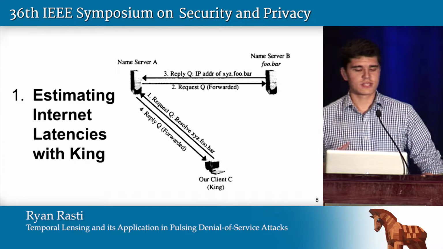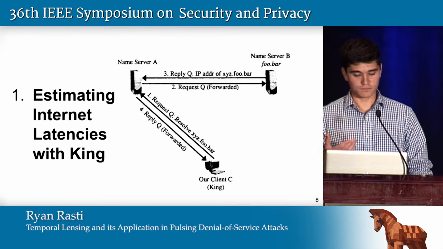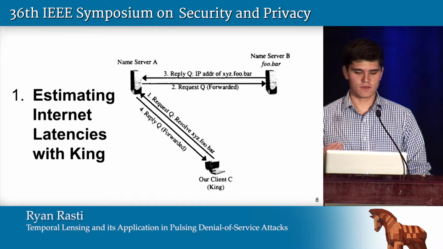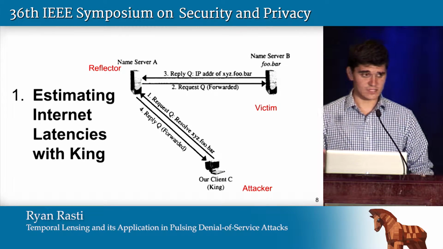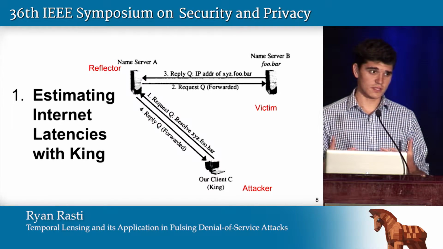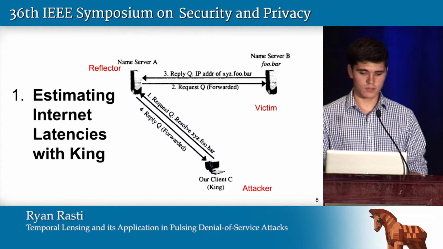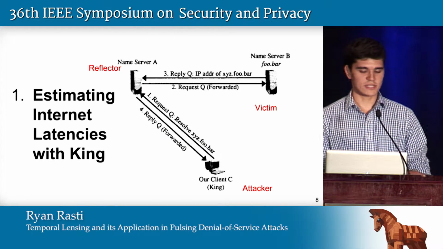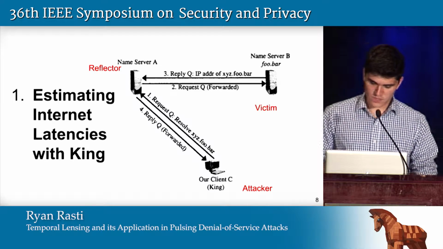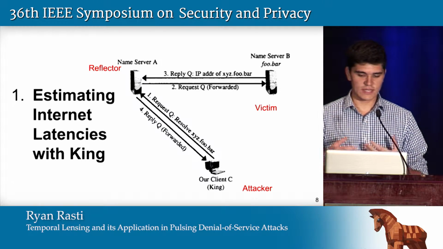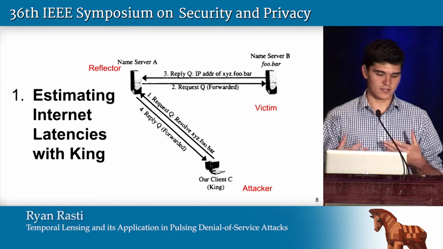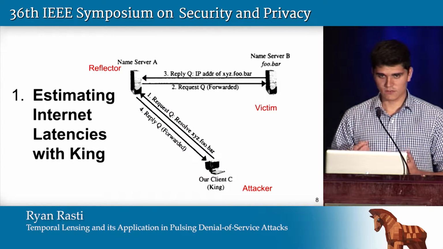The first problem here is, how do we estimate these attack path latencies? How can we find the latency through a reflector to the victim? What we're going to do is leverage something called King, which is a prior work used to measure latencies between arbitrary end hosts in the network. If we take King and overlay it with the actors in our attack here in red, we get a very nice one-to-one mapping.